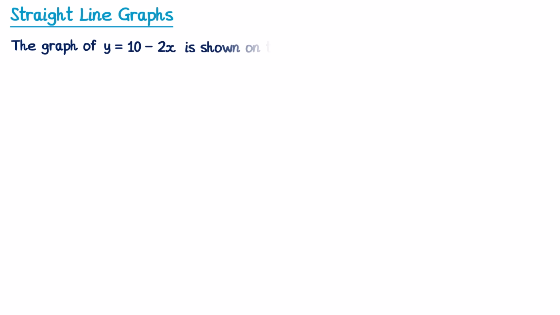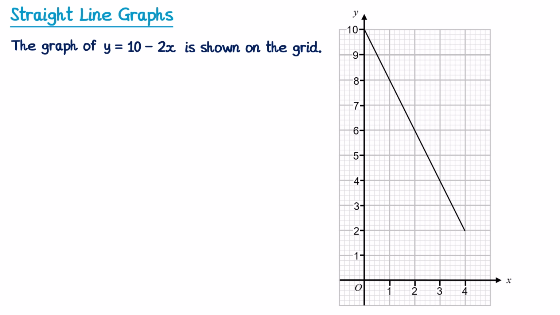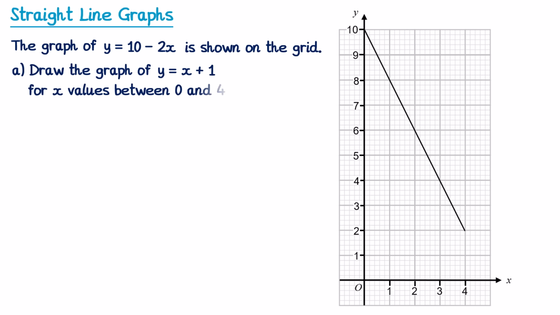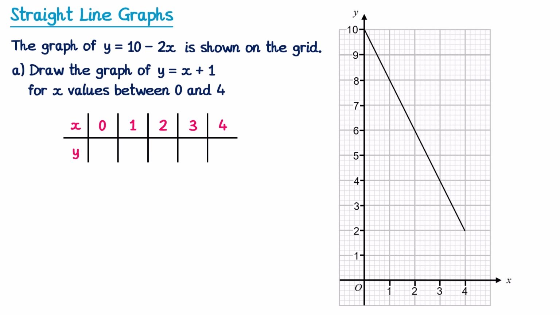So in this question, the graph of y equals 10 minus 2x is shown on the grid. So they actually draw the graph for you. And then we could be asked to draw the graph of y equals x plus 1 for x values between 0 and 4. I'll do this really quickly since we've practiced this a lot. We'll draw out a table, put x and y values in, the x values go between 0 and 4, and we'd work out the y values, which would actually be 1, 2, 3, 4, 5. We then plot all of the coordinates and join those up to make the straight line. So that could be part A of the question.